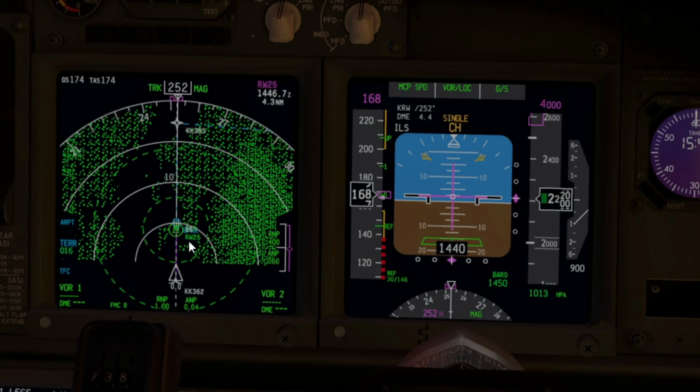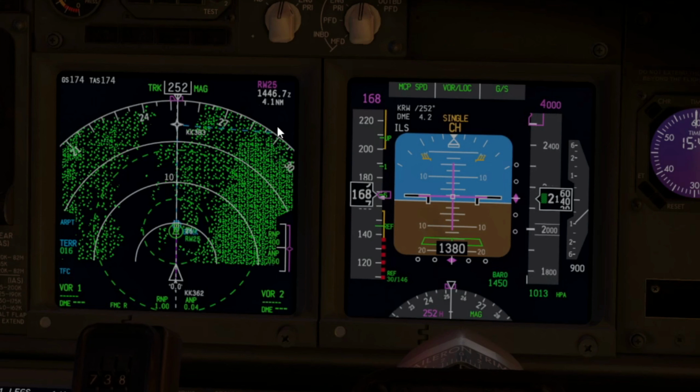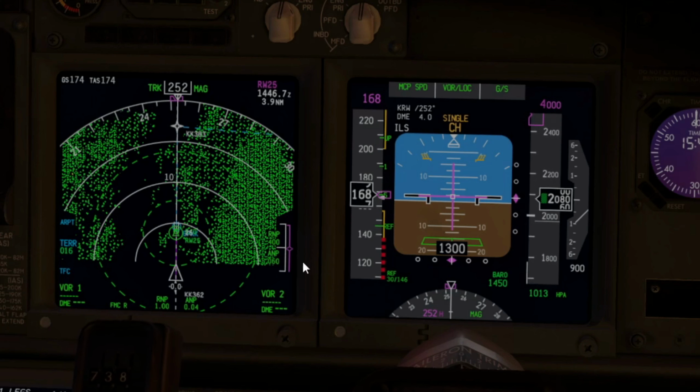Always make sure that you are situation aware and that you know what you are doing. At 4 miles we should put the gear down. I'm not going to do it, we'll go for the other exercise right now.